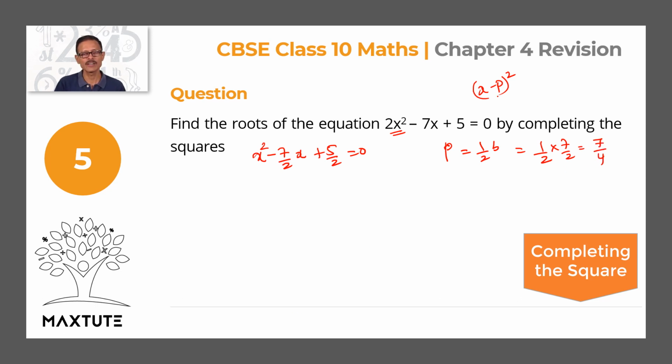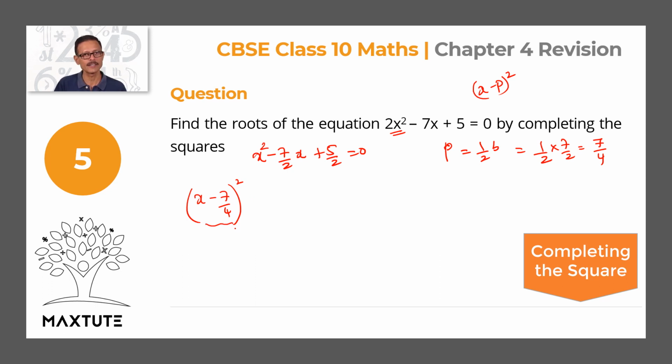Value of p is 7 by 4. We're going to write it as (x minus p) the whole square form, so (x minus 7 by 4) the whole square. What would this have expanded as? x square minus 2ab, which is 2 into x into 7 by 4, so minus 7 by 2 x. Plus there is going to be a p square, that is (7 by 4) the whole square.